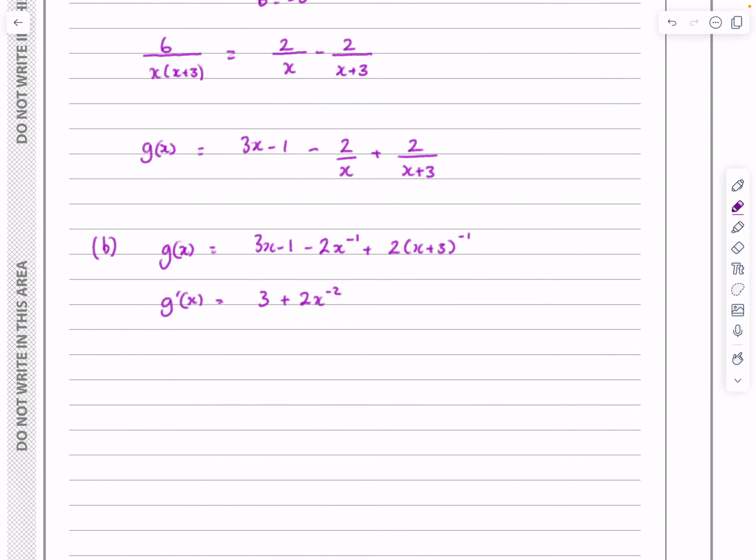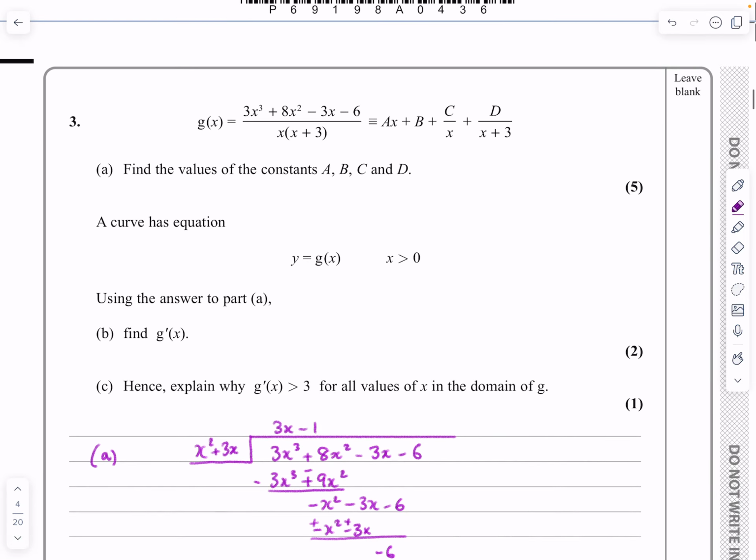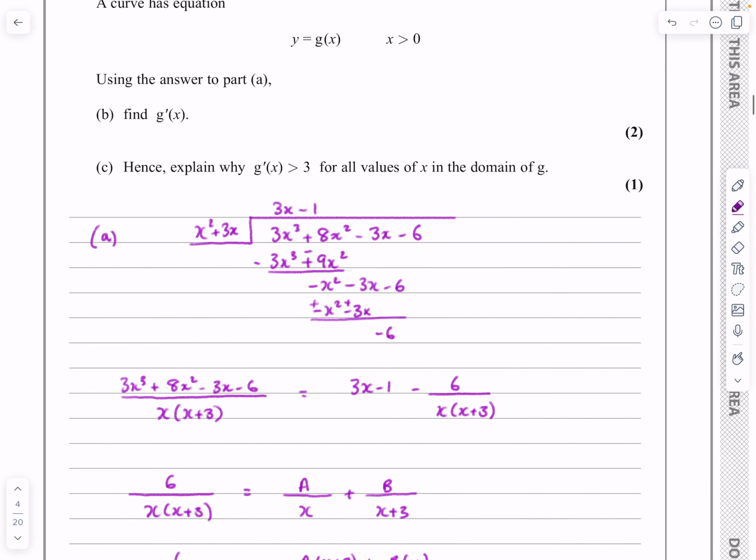And the same with 2 over x plus 3, or 2(x plus 3) to the minus 1. We can do it quickly. Hopefully, this is P4, isn't it, by now? So multiply by the power, take 1 off the power, multiply by the differential of what's in there, but the differential of what's in there is just 1. So that's the answer to g'(x). We won't do any more of that. Let's just go back and check. They just said find it. They didn't say anything in particular about it.